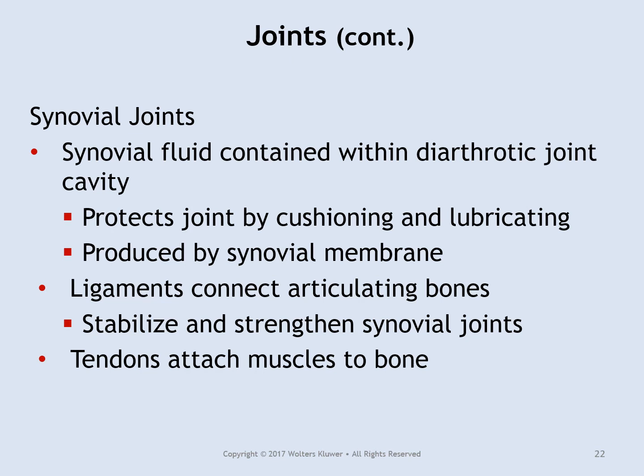So let's take a closer look at synovial joints. There is synovial fluid that is inside of the joint that is a cushioning and lubricant for the joints as they move around. This is made in or by the synovial membrane. There are ligaments that connect the articulating bones, whereas the tendons are attaching the muscles to the bone. So ligaments connect bone to bone, tendons connect muscles to bone.